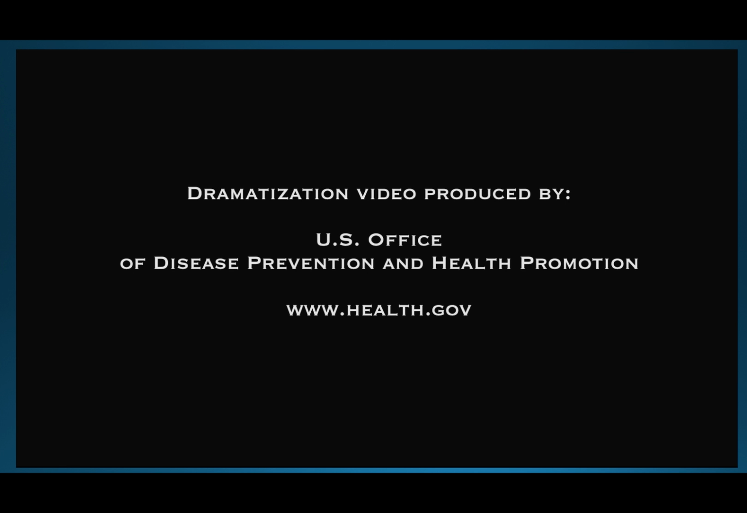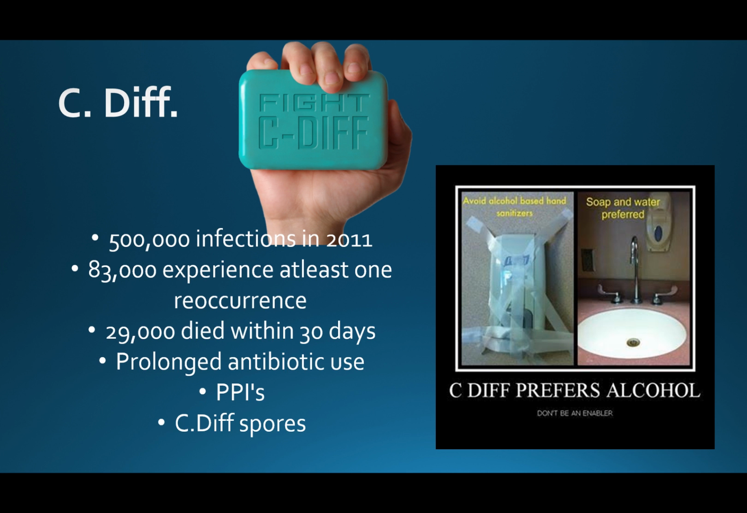All right, now moving on to C. diff. 500,000 infections happened in 2011. 83,000 experienced at least one reoccurrence. 29,000 died within 30 days of the diagnosis of C. diff. So C. diff can happen due to prolonged antibiotic use, like we have learned.